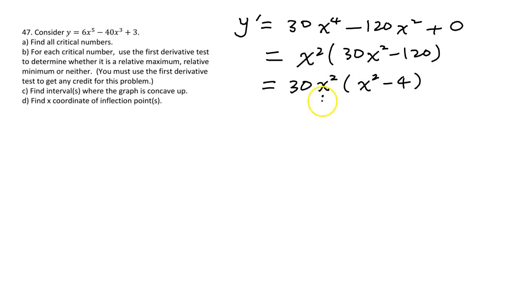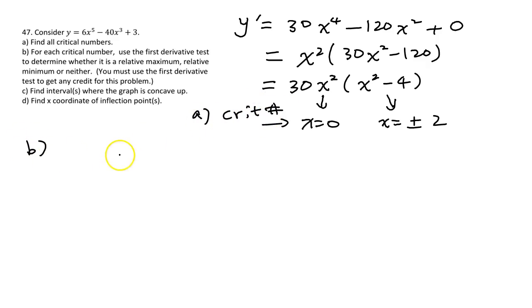And this is 0 when x is equal to 0, and this is 0 when x equals plus or minus 2. Okay. Now, these are critical numbers. So that's the answer to part A. Now to do part B, you have to put these critical numbers on the number line, -2, 0, and 2. And now we're going to pick test points.